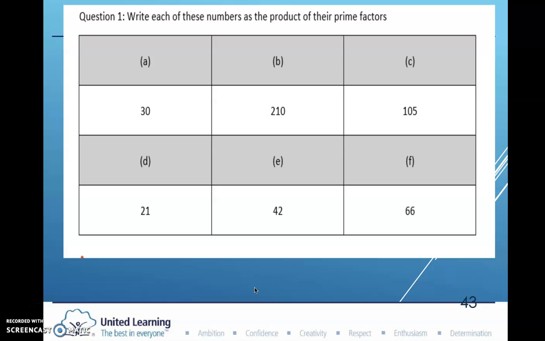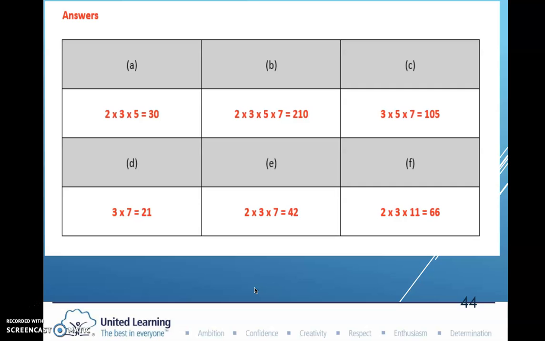So if you can pause the video for me now and work through these examples for the next 10 minutes. I want you to write these numbers as a product of their prime factors. Okay, and here are your answers. Make sure you're correcting them. Make sure you're green penning your work.